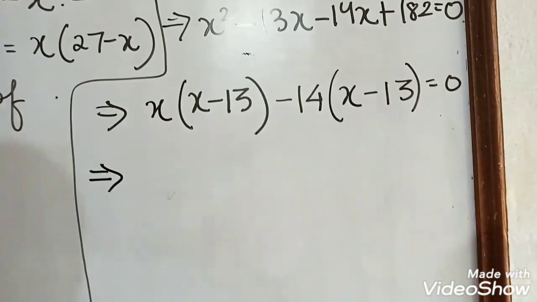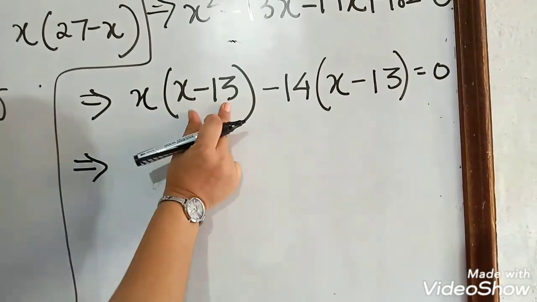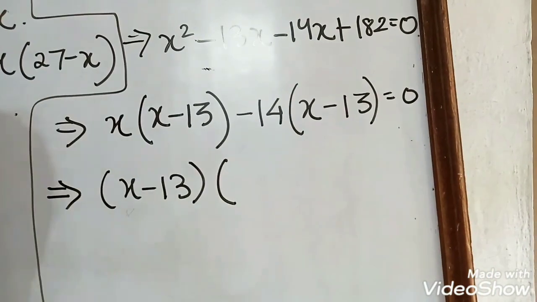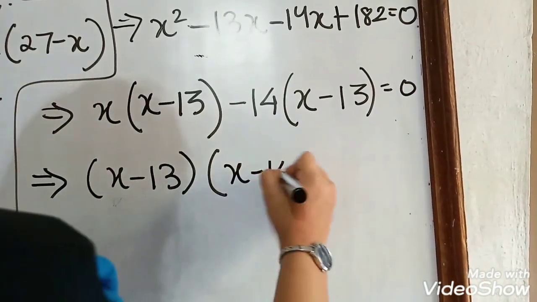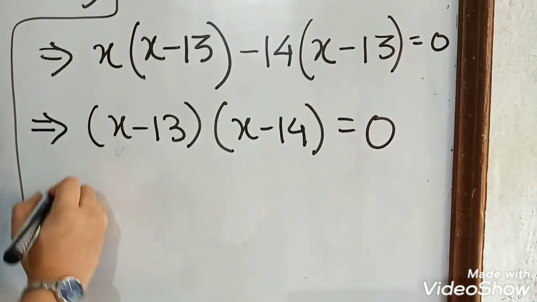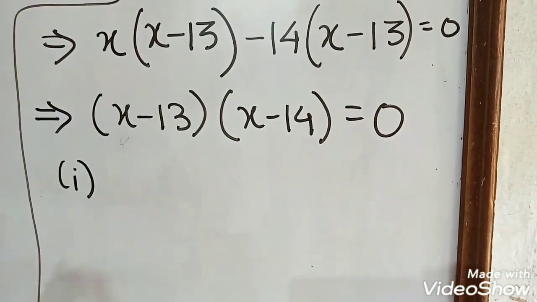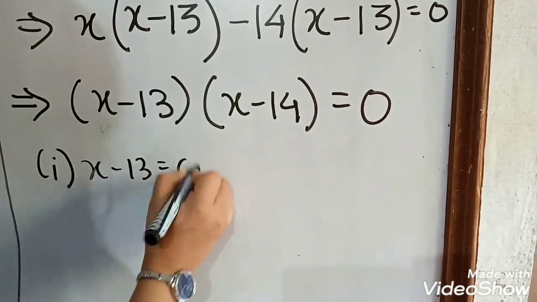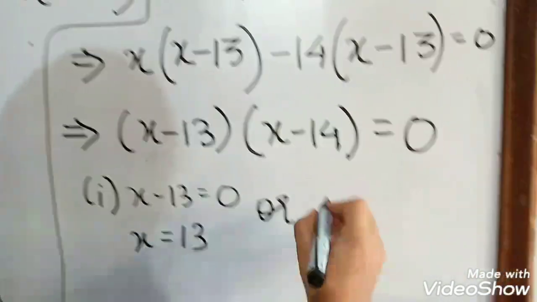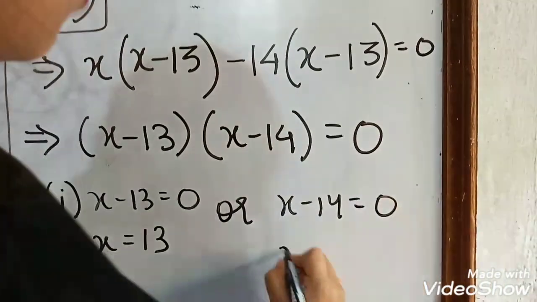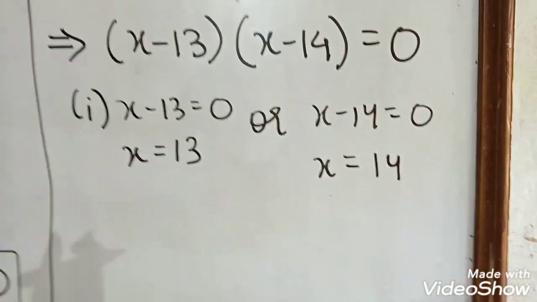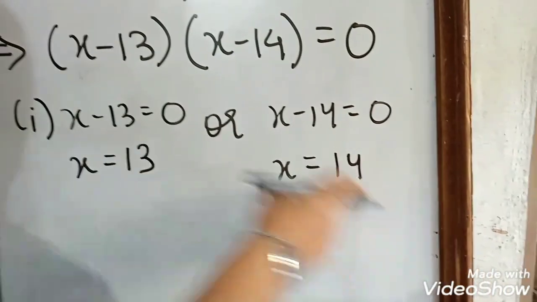So now let us club the common terms together. We have got x minus 13, x minus 13. Let us club these together. x minus 13 multiplied by, what are we left with? x minus 14, which equals 0. Now over here there can be two roots. x minus 13 equals 0. This will give you x equals 13, as minus 13 will go to the RHS and become plus 13. Or x minus 14 equals 0. Similarly minus 14 will go to the RHS and become plus 14. Now see children, there are two roots. Either x will be equal to 13 or x will be equal to 14.